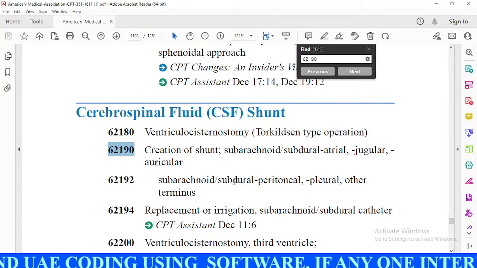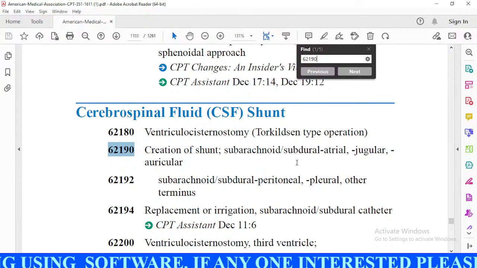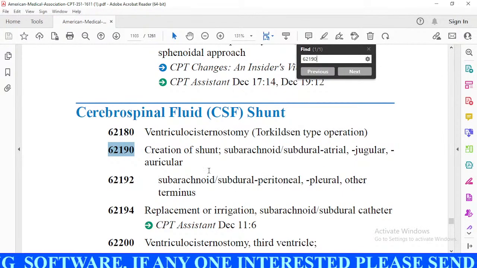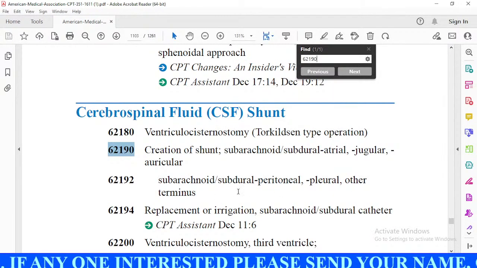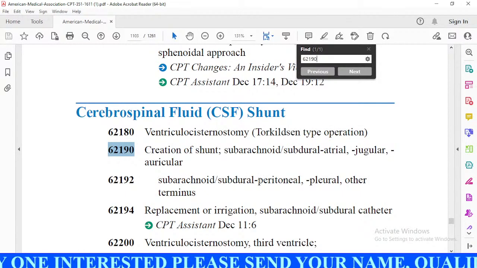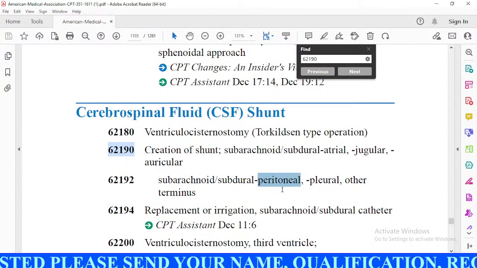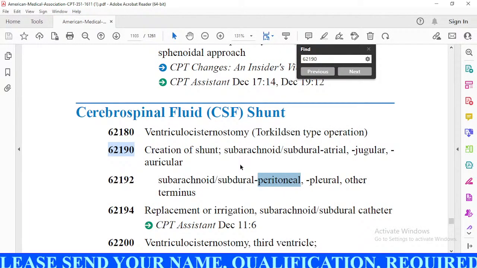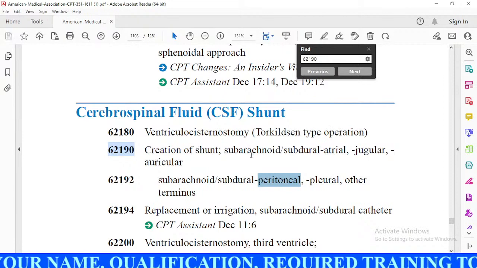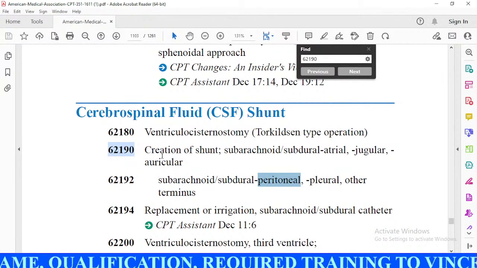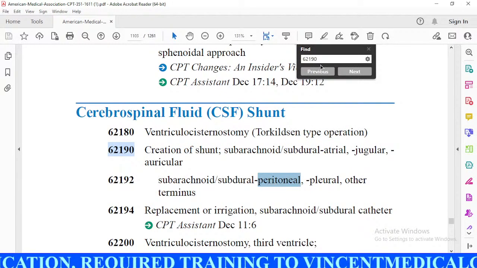See, this is a very confusing question while writing the CPC exam. See here, creation of shunt, subarachnoid, subdural, arterial, jugular or auricular. 62190 is for subarachnoid, subdural, peritoneal, pleural or other terminus. You need not get confused by the word peritoneal here. In our question, our shunt is ventriculoperitoneal, not only peritoneal. So we can't choose 62190 and 62192. So we can directly eliminate them. Why are we eliminating them? Because ventricle is not mentioned in these two codes.